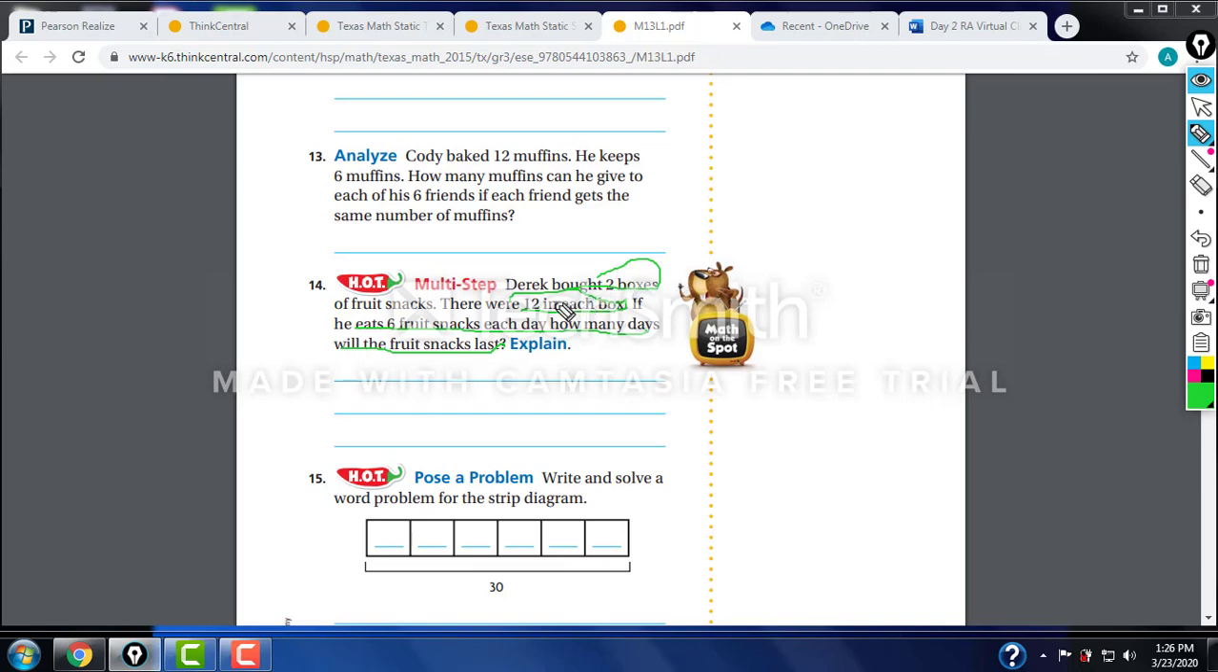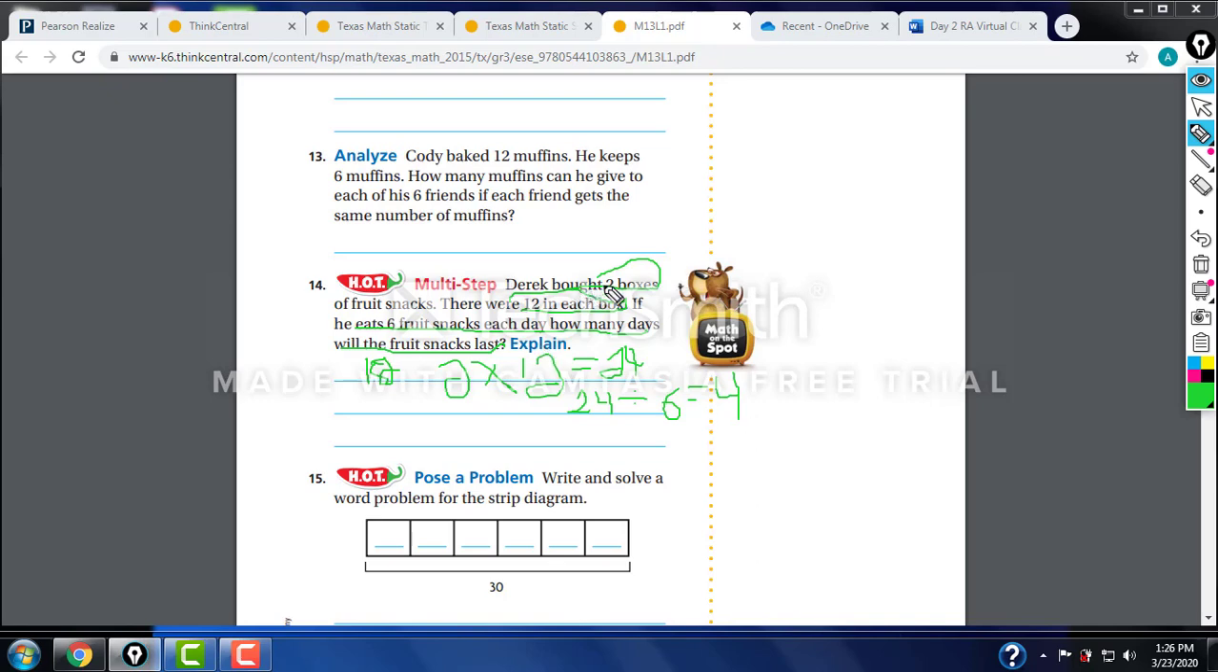Get what you know. He bought 2 boxes of fruit snacks, and there were 12 in each box. So there's 12. Oops, sorry. 2 boxes, and there's 12. So how many does he have total? He has 24. Well, if he eats 6 fruit snacks a day, how many days will it last? Well, 24. If he eats 6 a day, it will last him how much? Yes, 4 days. 4 days.